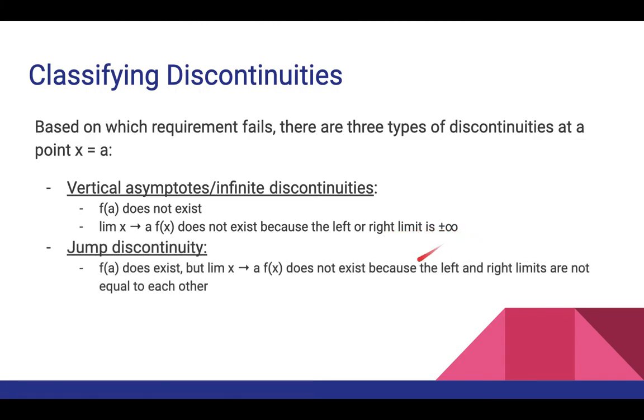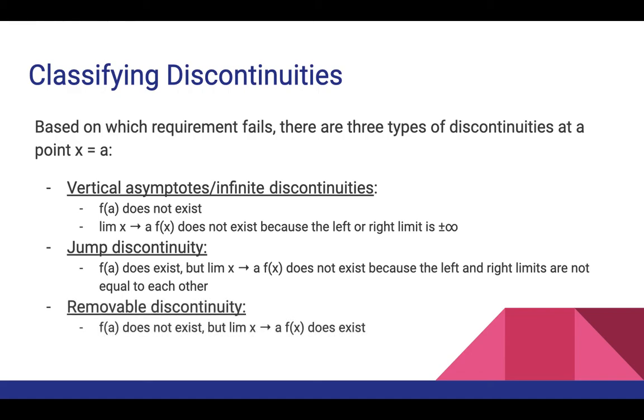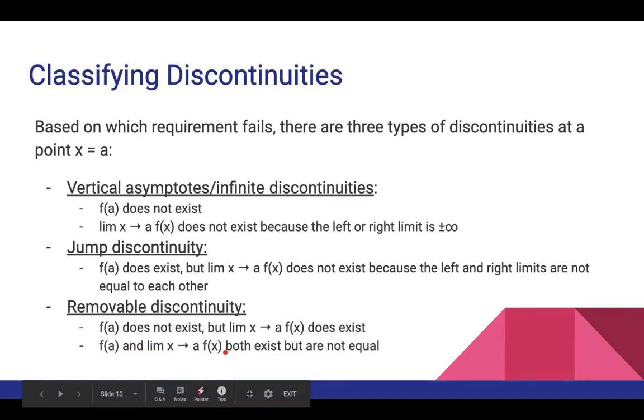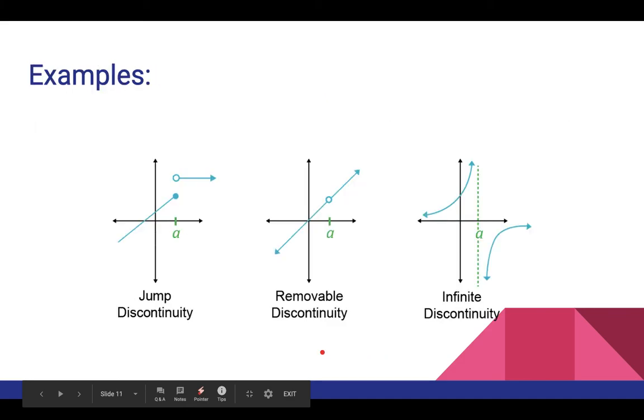A jump discontinuity occurs if f of a does exist, but our limit as x approaches a of f does not exist because the left and right limits are not equal to each other. You get two different finite y values, and thus there's a jump from one y value to another y value at x equals a. A removable discontinuity occurs if f of a does not exist, but the limit as x approaches a of f of x does exist, or f of a and the limit exist, but they are not equal.